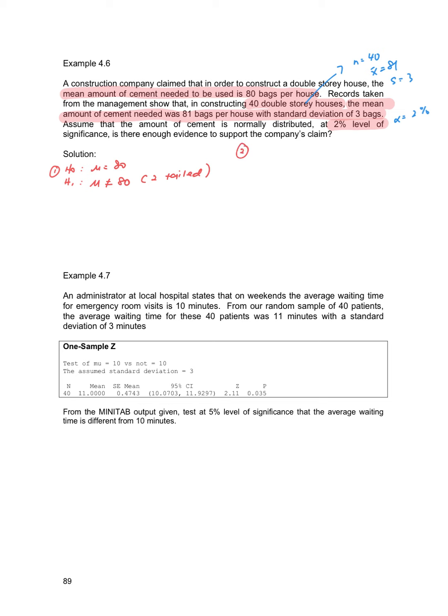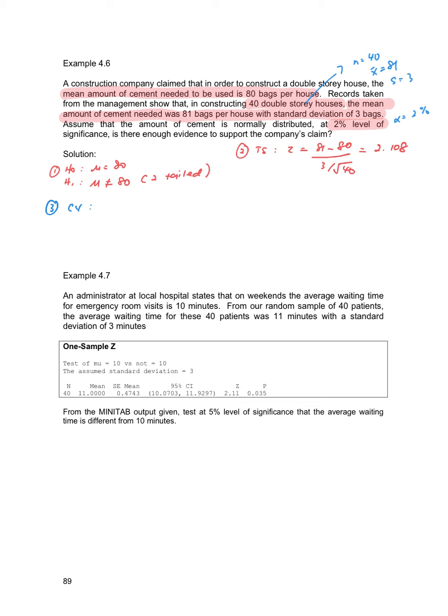Okay, step yang kedua adalah calculate the test statistic. Okay, so this is case number 2. We still using Z. So Z equals to X bar minus mu naught. Our X bar is 81 minus 80 over S over square root N. 3 over square root 40. So Z will be equal to 2.108.